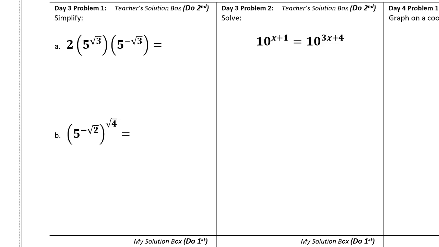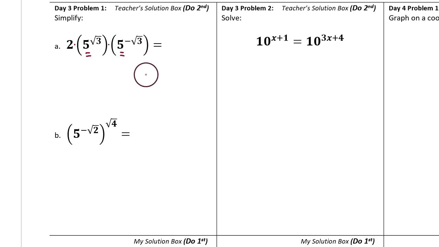Here's the answer for day 3, problem 1. Simplify this expression. This involves multiplication. 2 times this times this. I notice in this multiplication that 2 of the factors have the same base with exponents.